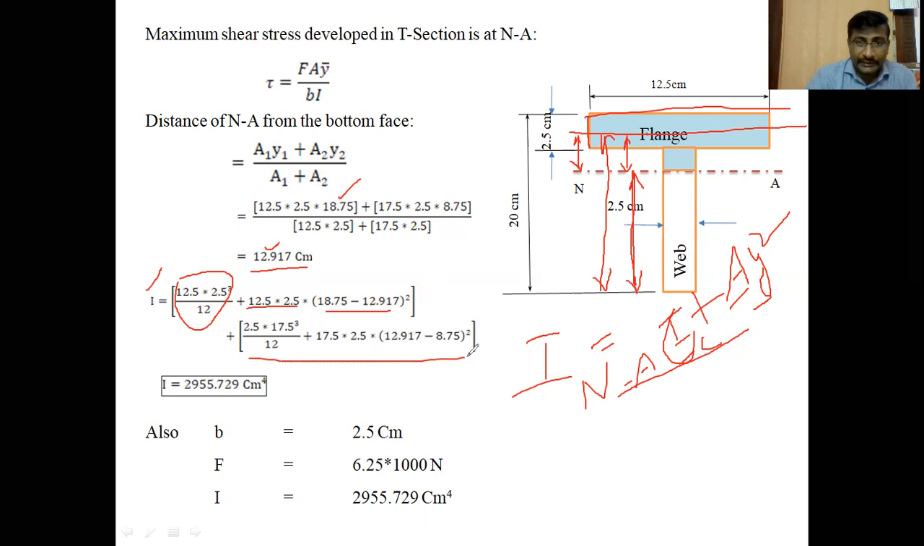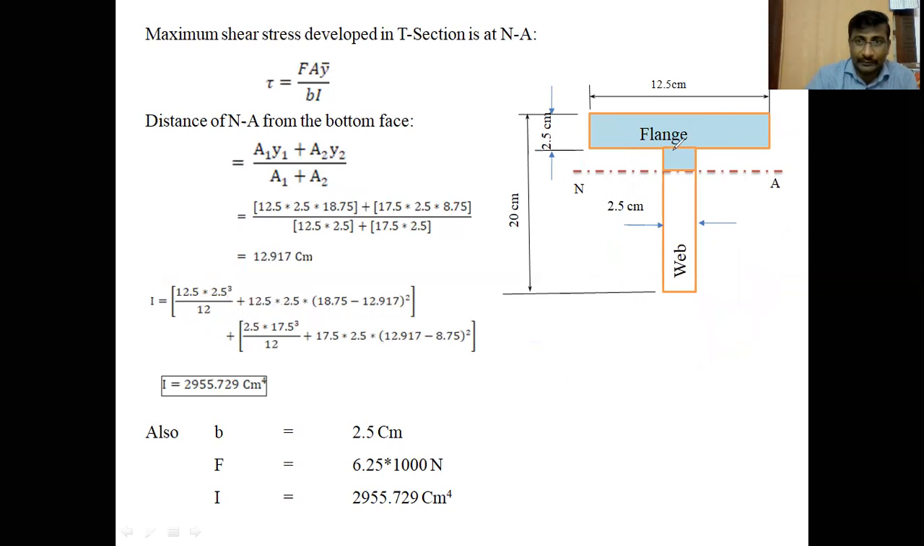Similarly, by applying the same formula to the web, the moment of inertia of the web about its own CG is bd³/12 again. So what is the b? The breadth of the web is 2.5 centimeters. The height of the web is 17.5, which is 20 minus 2.5.